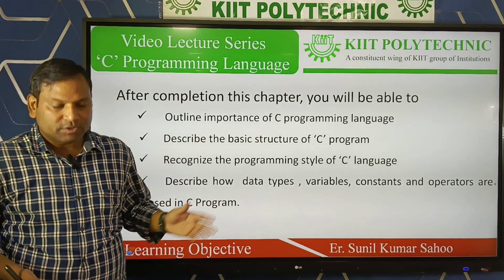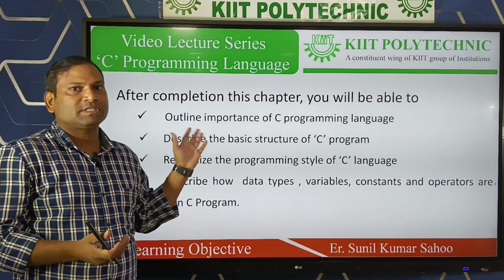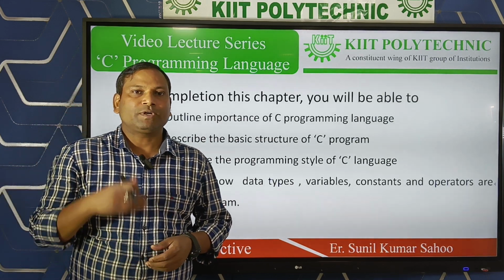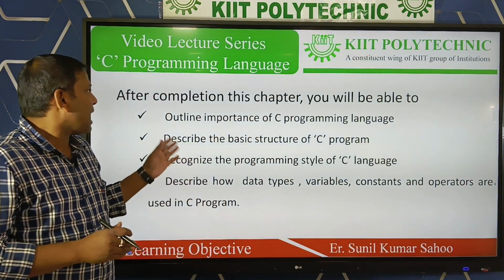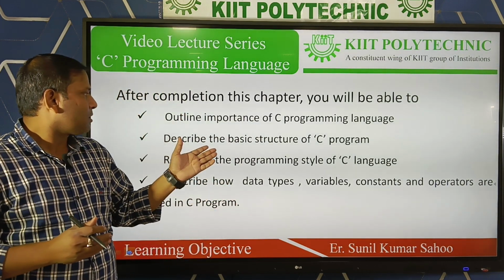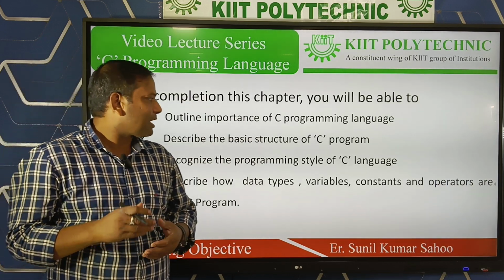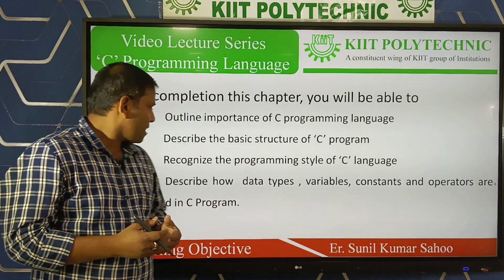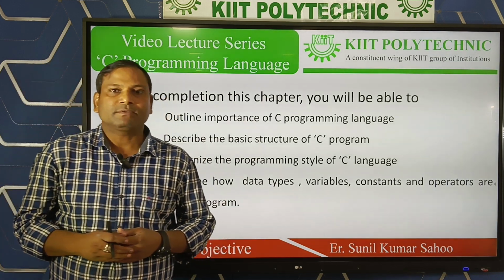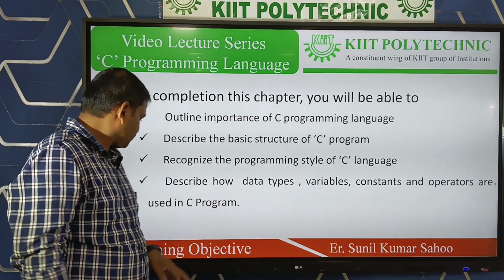Before going to this chapter, I'll explain the learning objectives of this chapter. After completion of this chapter, students will be able to outline the importance of C programming language. Next, describe the basic structure of C programming language. Recognize the programming style of C language and describe how data types, variables, constants and operators are used in C language.